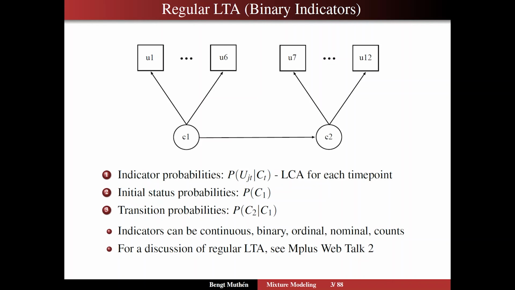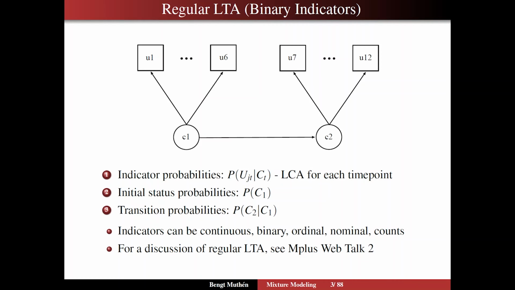Now here we can also include covariates X in this picture, influencing C1 and C2, and study how covariates influence not only the initial status probabilities but also the transition probabilities. And we talk about that in Webtalk 2 on slides 58 to 64, where we also distinguish between effects of covariates on this transition that are main effects or interaction effects.